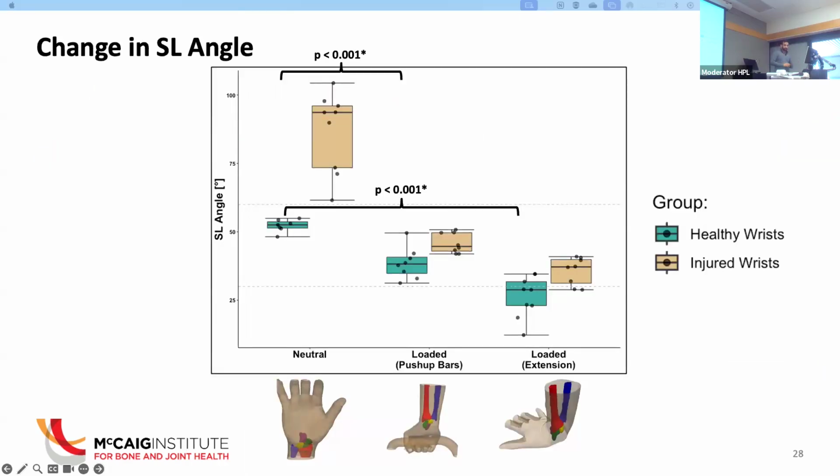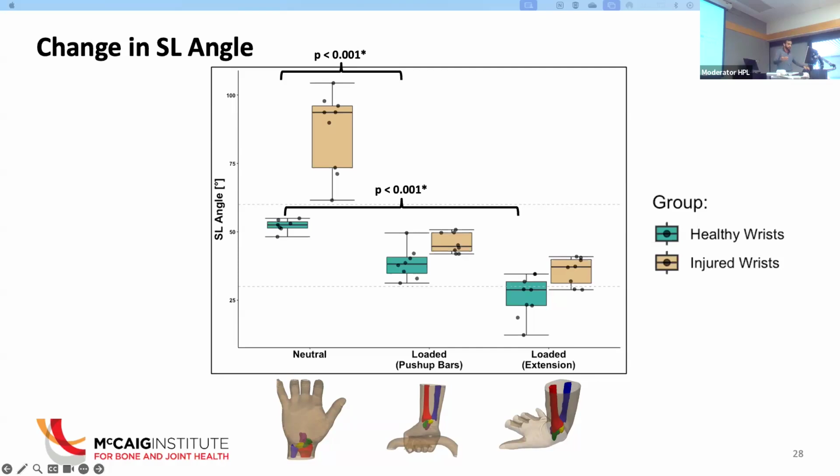So just to orient you to this graph, the 3 positions are aligned along the bottom of the screen. Teal represents healthy individuals, and the gold represents the injured individuals. The normal lines, which are a little bit hard to see, are dotted gray lines, and they represent the normal range for a healthy individual. It should be noted that that's for a 2D unloaded scan. And we see the scapholunate angle is significantly greater in the injured wrists than in the two weight-bearing positions.